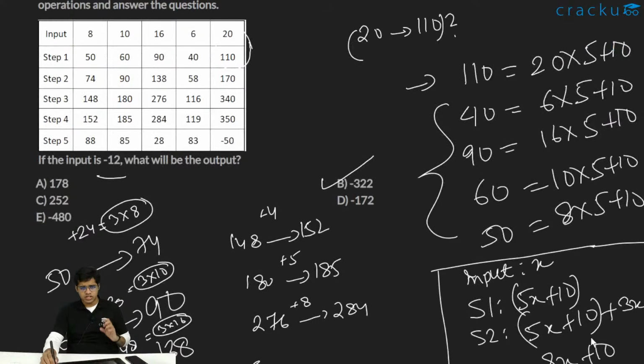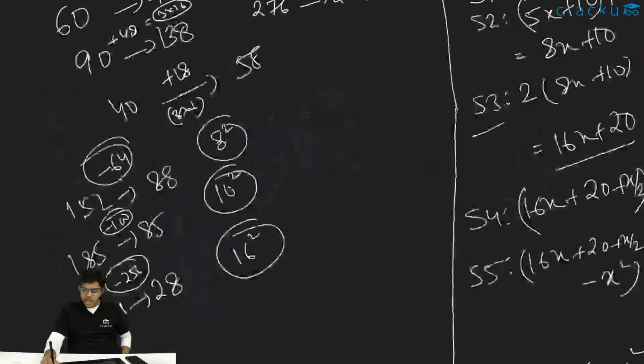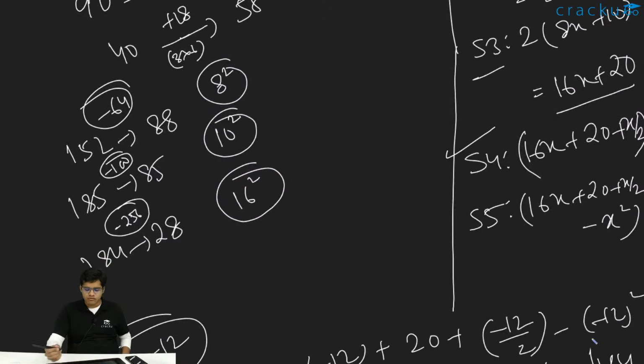Now the last step, which was really tough to crack, step 4 and step 5. I am seeing 152 minus 88 is 64. What is 64? 64 is 8 square. I am seeing 185 minus 85 is 100. What is 100? 10 square. I am seeing 284 minus 28 is 256. What is 256? 16 square. So basically I have to subtract x square from the value of step 4 and I will get step 5. So that's how for an input value x we find out all the possible values of all the steps, and after that we'll solve the questions.